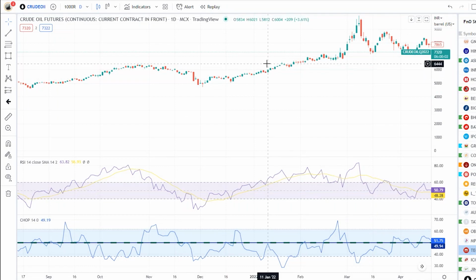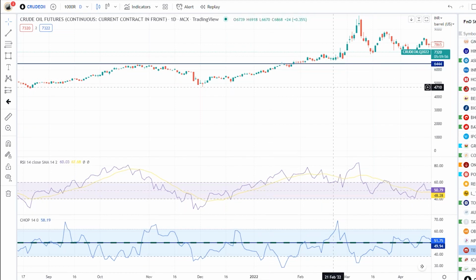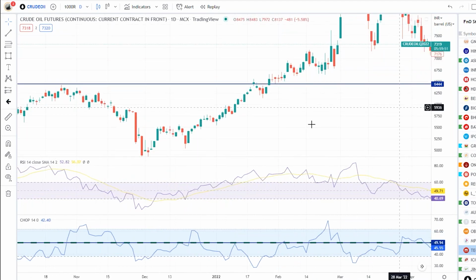But there's a past resistance also. Have a look at this place. There's a past resistance also. So even if I enter here, here is where choppiness and RSI cross.